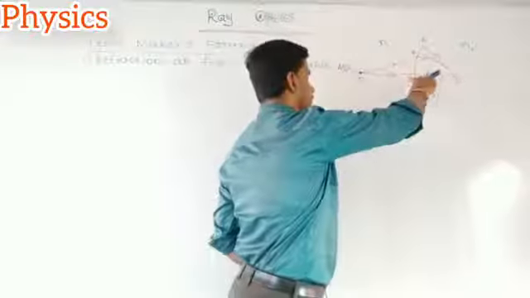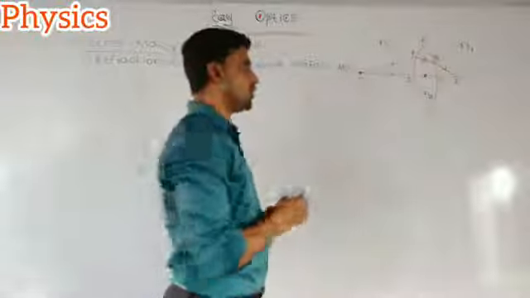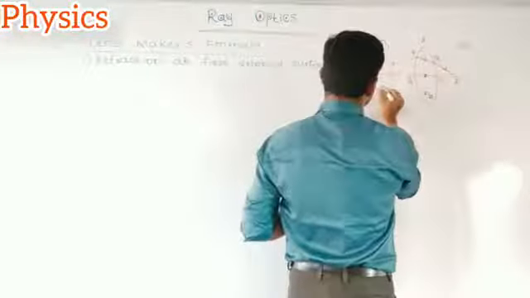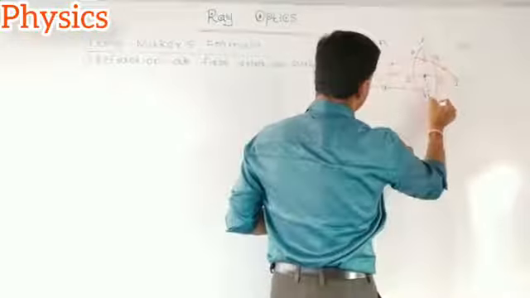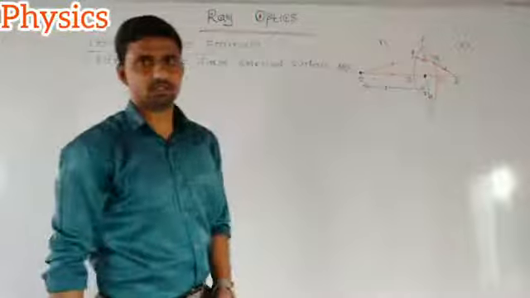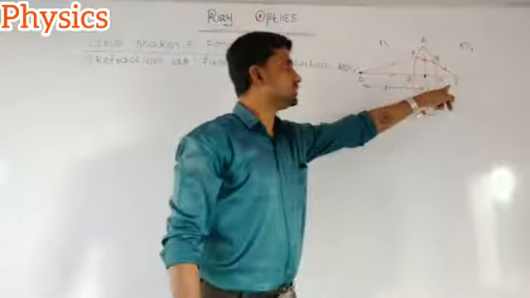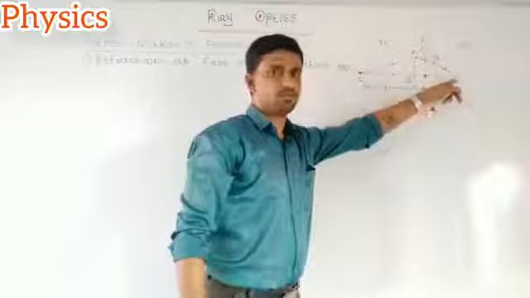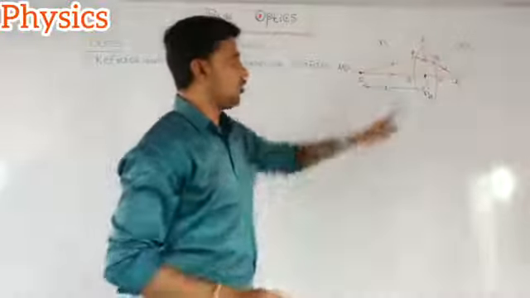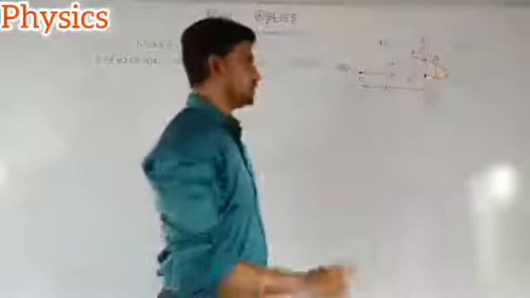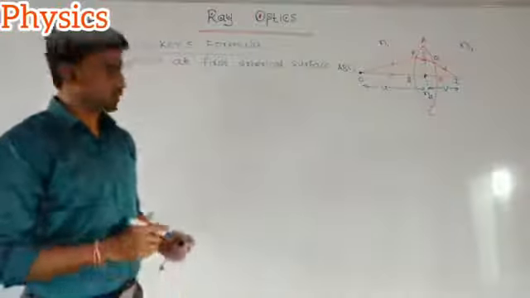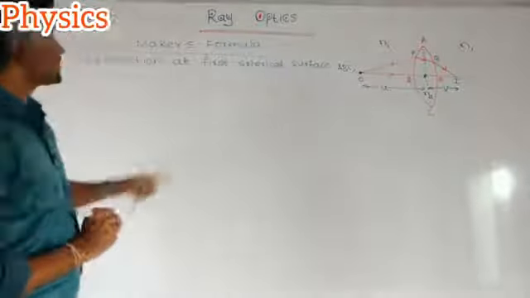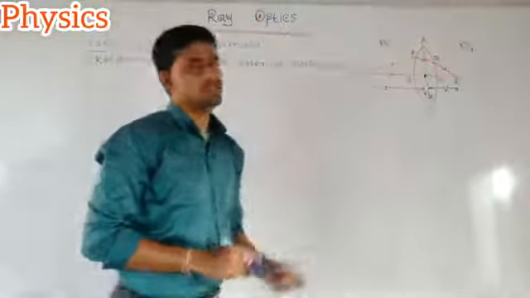The distance from the optic center to the object, that one I am taking as the object distance U. This is the object distance. This is exactly the central point. And I am getting the image I at some point on the principal axis. The distance from the optic center to that image is called the image distance. That one I am taking as V. Okay, image distance V. So now let us see how the refraction takes place at the first spherical surface ABC.